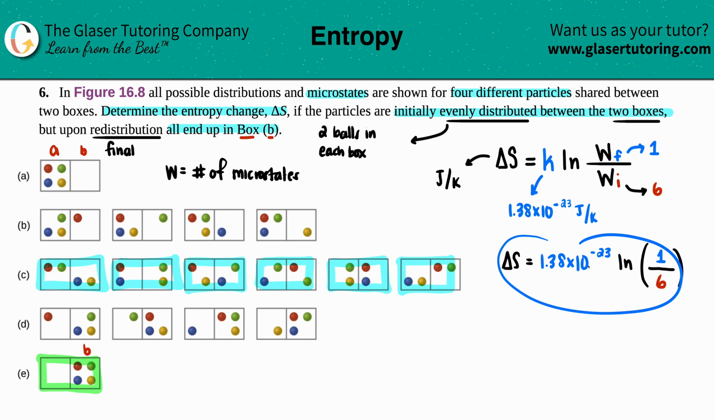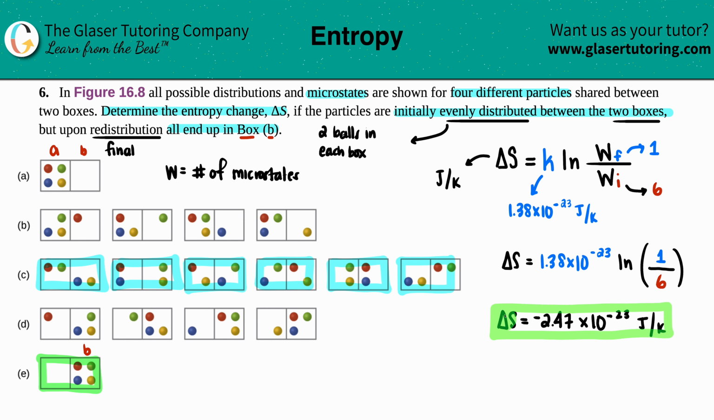Now it's calculator time. I'm going to do this all in one shot. You can take the ln of 1 over 6 and then multiply it by the Boltzmann constant. I believe in you guys. Let's see if we get the same answer. So ln 1 over 6, times 1.38 times 10 to the negative 23rd. And I get, with no sig figs given so I'll use 3, negative 2.47 times 10 to the negative 23rd. Remember, those units are joules per Kelvin. And that is your entropy change, and in this case it is a negative value.